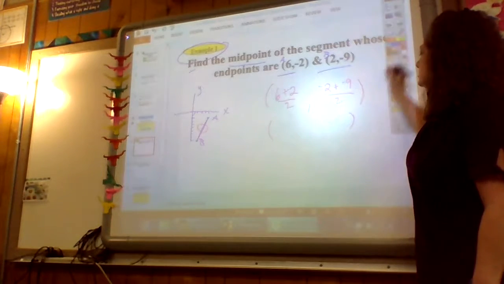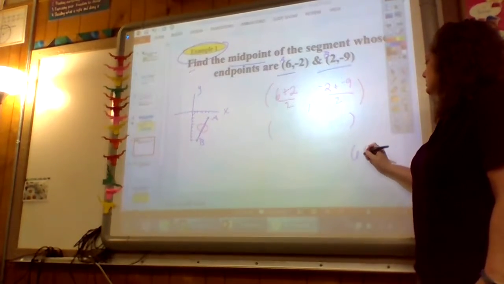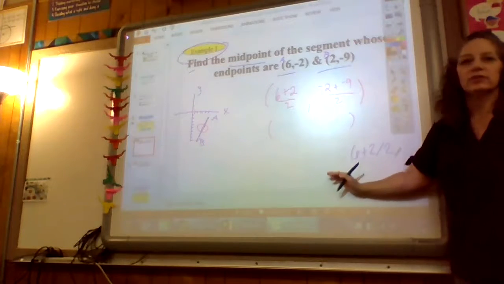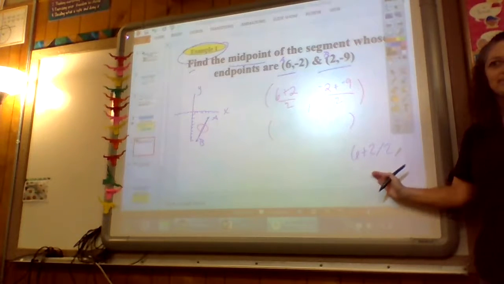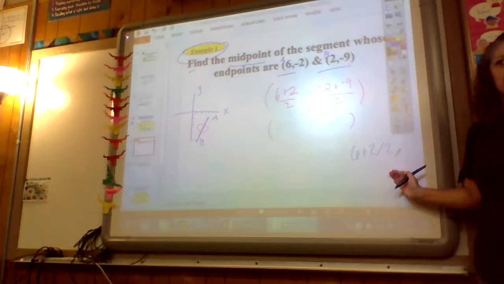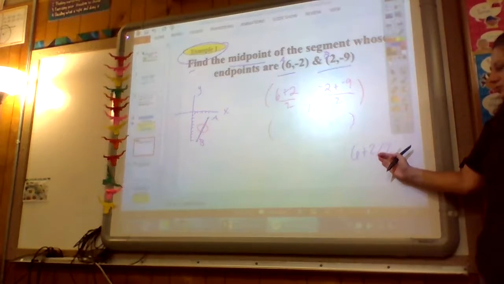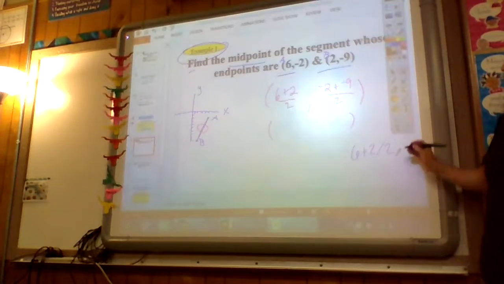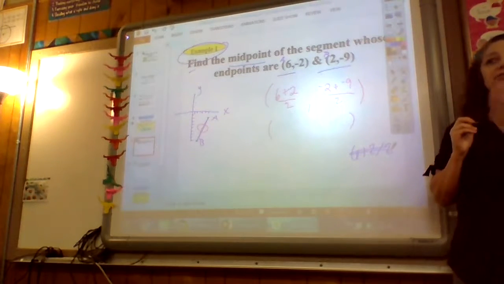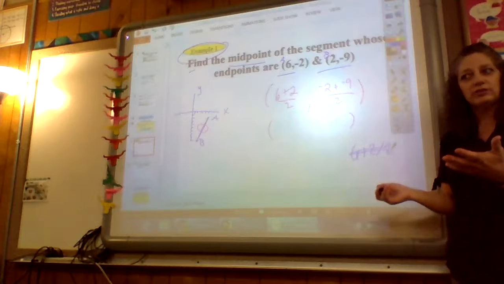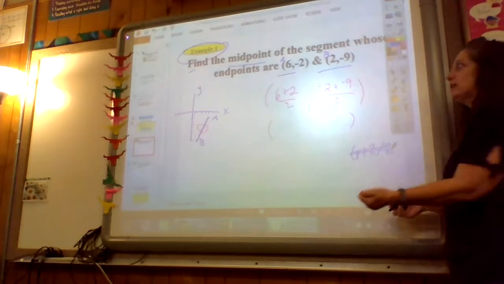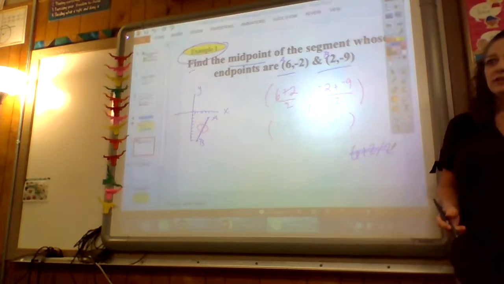Now, don't forget, in the calculator, you would not put 6 plus 2 divided by 2 like this. Why not? Because it would do the PEMDAS. Yes, it would only divide by the 2 first, and then it would add it to the 6. So not that way. We want to add the two numbers together, and really, most of this can be done in your head. 6 plus 2 is 8.